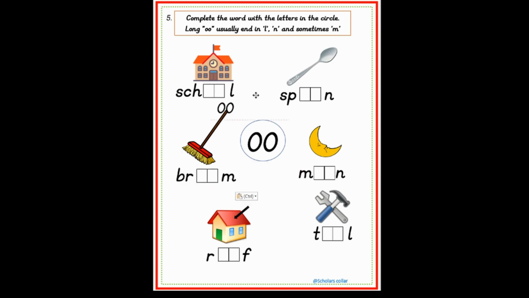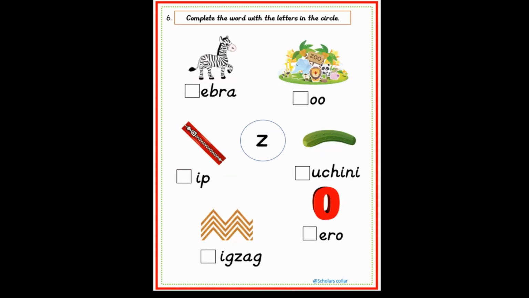Here you'll hear the ooh sound. In this we have the long oo sound, and it's usually seen with double o. You can hear the ooh in these words: school, spoon, moon, tool, roof, and broom.